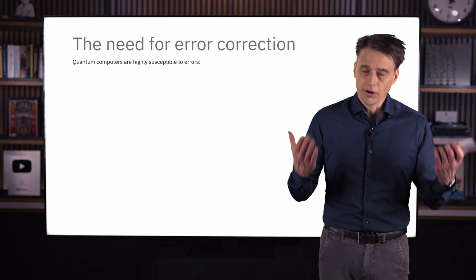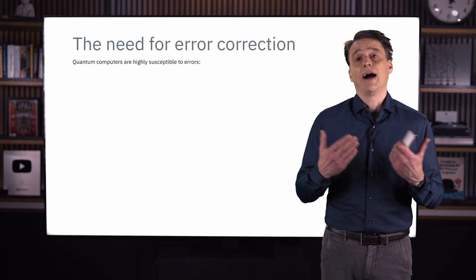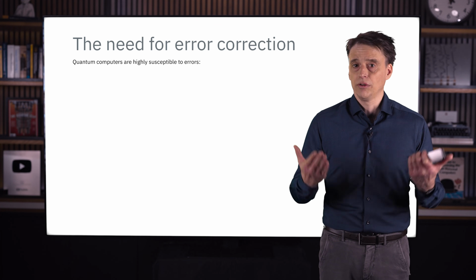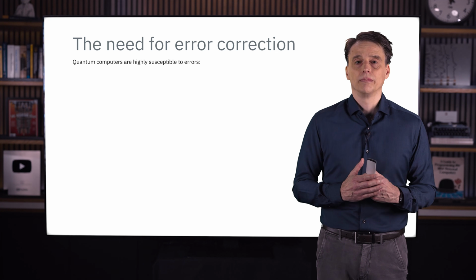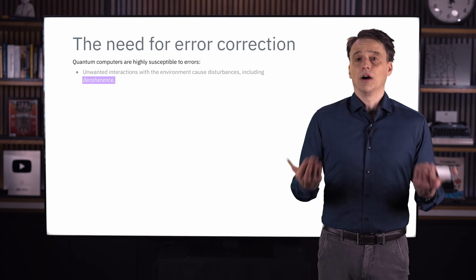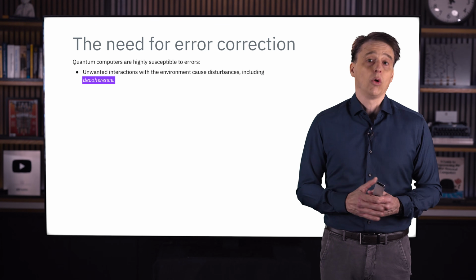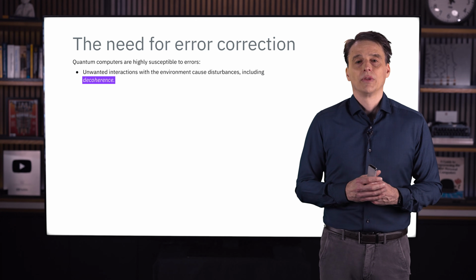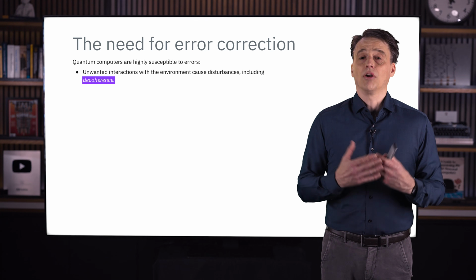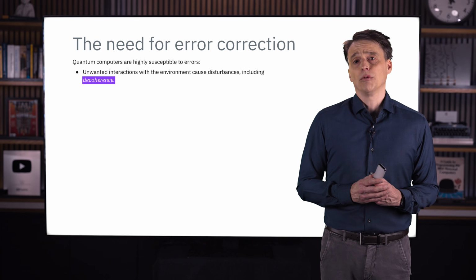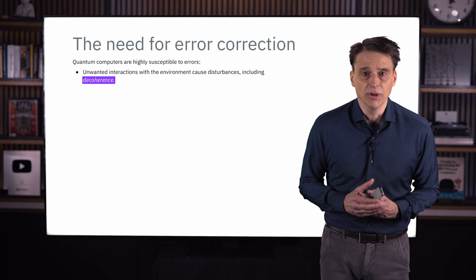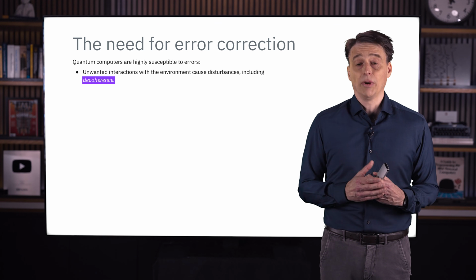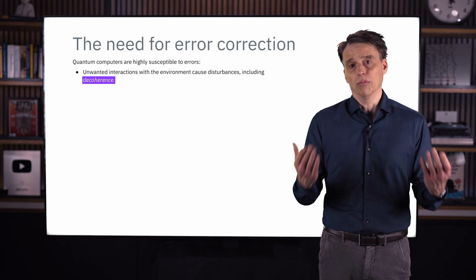As I suggested at the start of the lesson, quantum computers are highly susceptible to errors, owing to the fragility of quantum information. In particular, unwanted interactions with the environment, or in other words, the rest of the world, can disturb quantum information. These unwanted interactions can cause decoherence, where information essentially leaks into the environment, causing the information stored by the quantum computer to behave more and more classically.